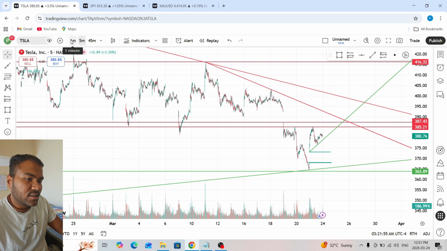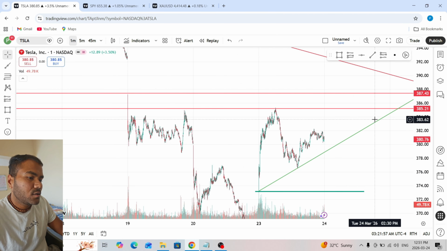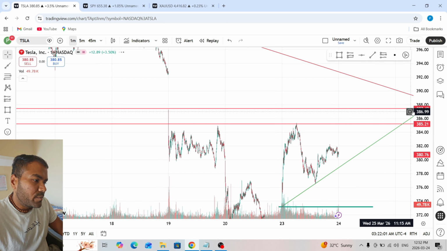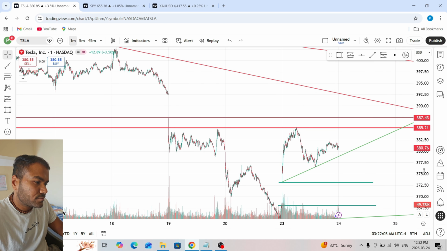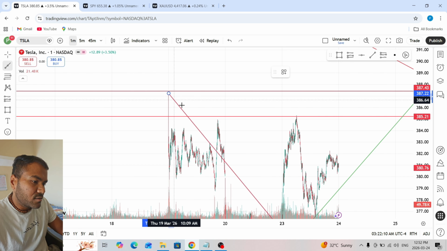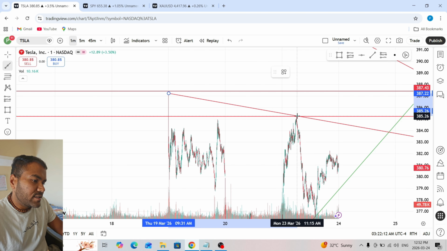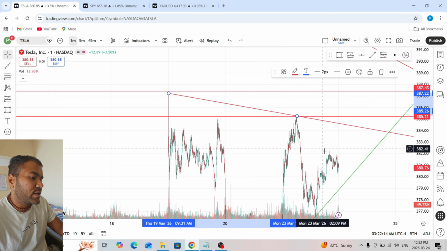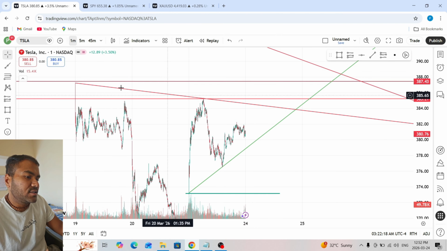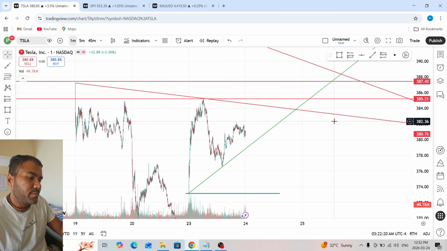Let's come closer than this, to 1 minute. For the 1 minute time frame, we can take this higher high as our point 1. We can take this higher high as point 2 because price has not crossed yet. So this will be our resistance trend line for the 1 minute time frame.